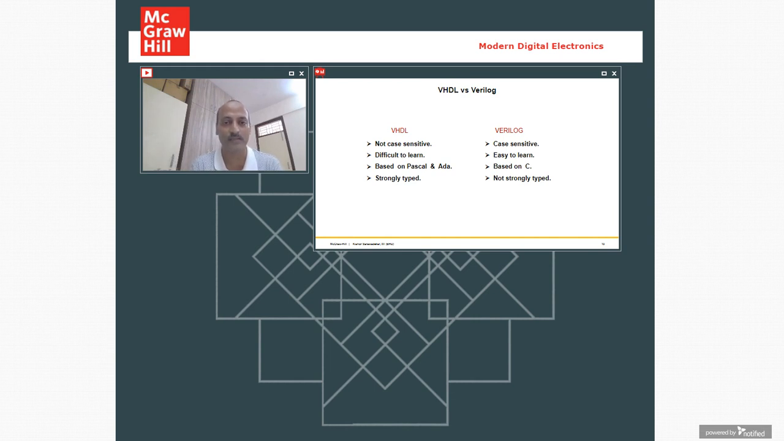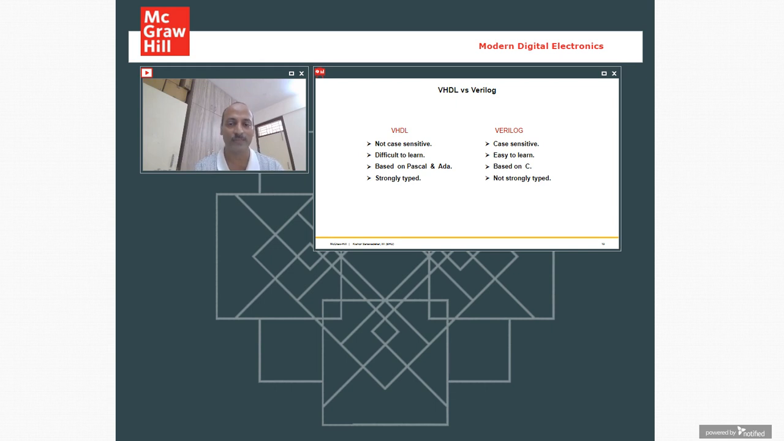One is VHDL, the other is Verilog. Different universities and institutes are using different languages, either VHDL or Verilog, but primarily both are meant for implementing a given circuit on silicon. Okay, but there are some pros and cons.